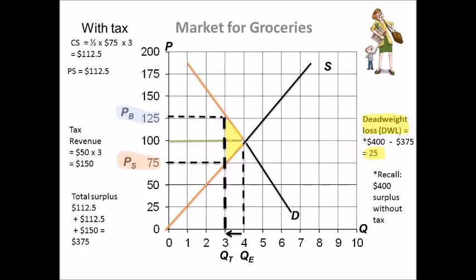Now there is the concept of deadweight loss. You see it in the yellow highlight. As you probably already know, this is the fall in total surplus that results from a market distortion, in this case the tax. The DWL for this one is $25, the difference between the surplus without tax of $400 and the $375 with tax.